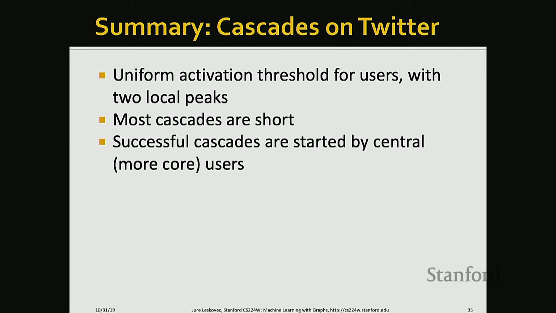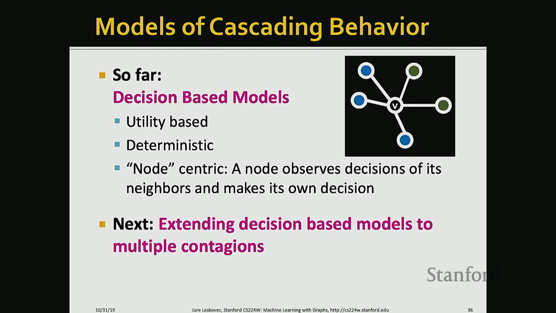Okay, so this is to wrap up our observational study on Twitter, and let's quickly recap the model that we use. We said we are using a decision-based model. It's completely based on utility. Each node decides on its own if it wants to be part of the contagion or not, just based on the payoff, and it's deterministic and rational. So there is no random component where someone will change their mind abruptly, and it's also node-centric. A node observes decisions of its neighbors and then makes its own decision.